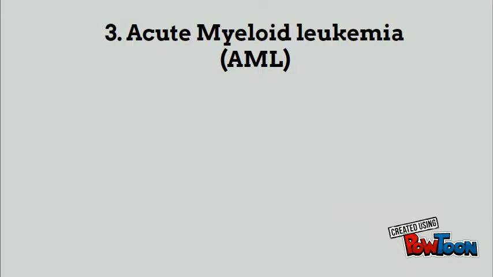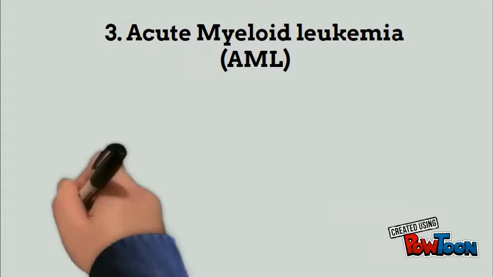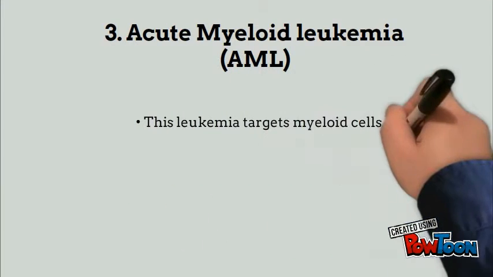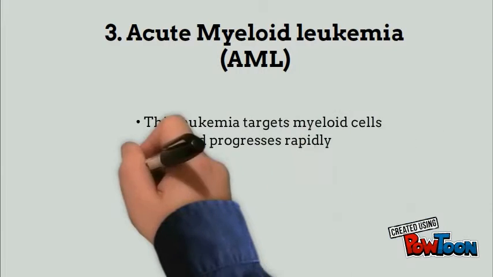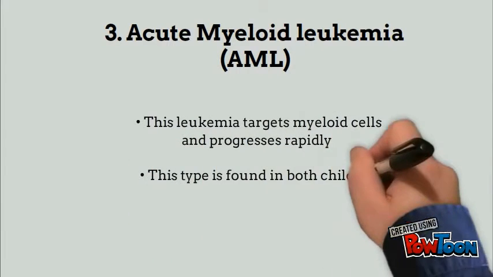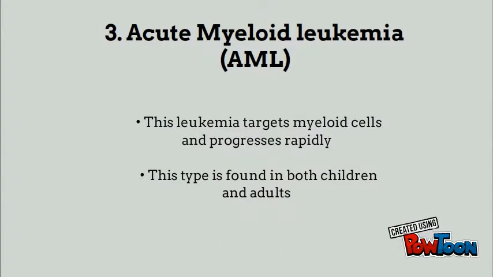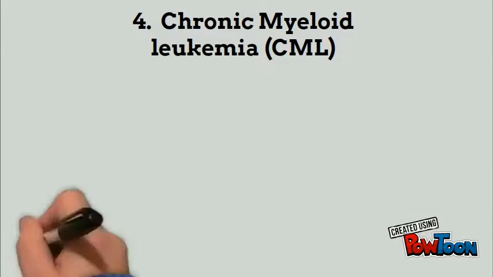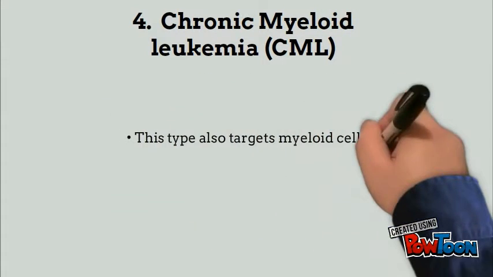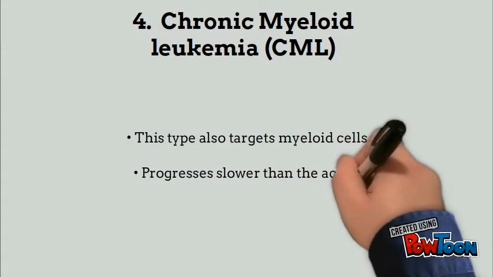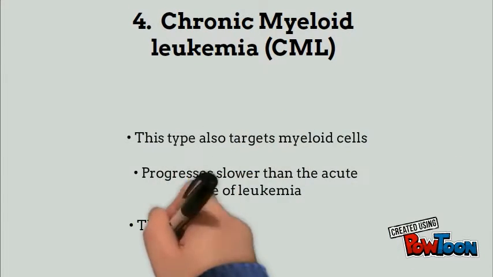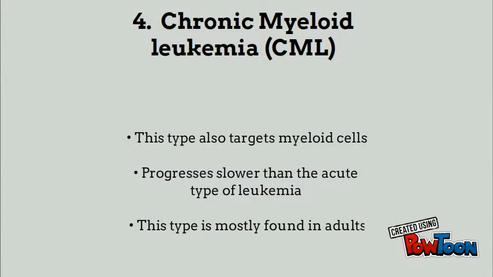The third type is acute myeloid leukemia, or AML. This leukemia targets myeloid cells and progresses rapidly. This type is found in both children and adults. The fourth type is chronic myeloid leukemia, or CML. This type also targets myeloid cells, but progresses slower than the acute type. This type is mostly found in adults.